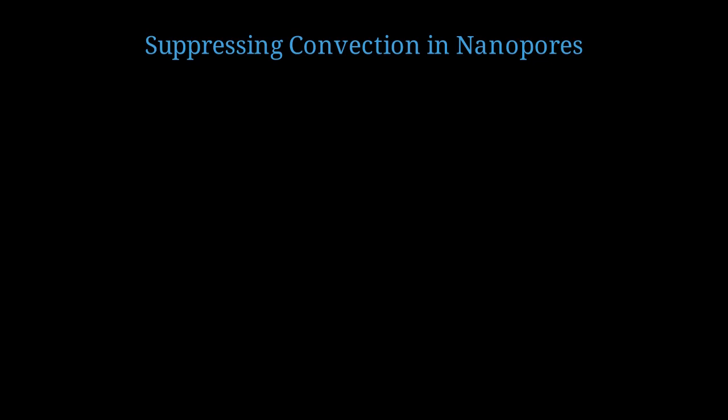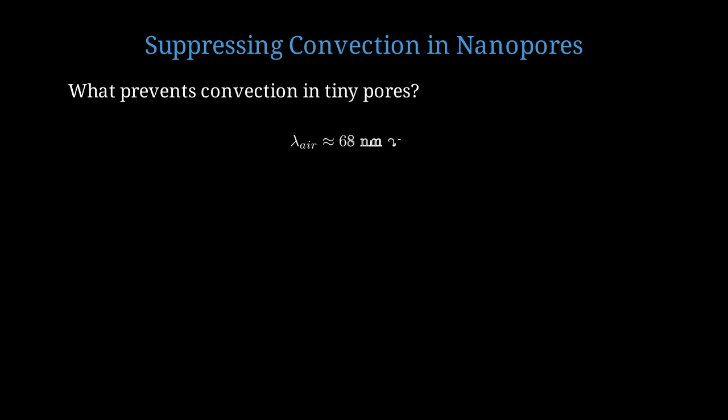This is an excellent question, and the answer reveals another benefit of nanoscale pores. What prevents convection in tiny pores? Convection requires bulk fluid motion, which needs space. When pore sizes become comparable to the mean free path of air molecules, convection becomes impossible. The mean free path of air molecules at standard temperature and pressure is approximately 68 nanometers.